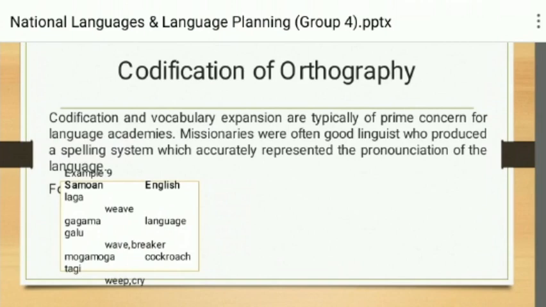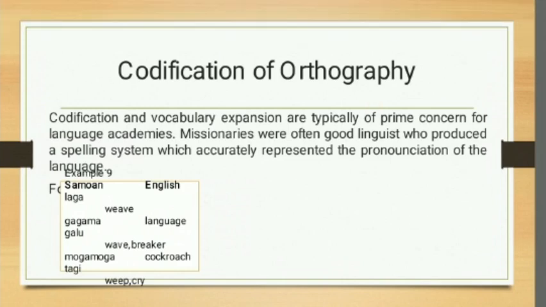Codification of orthography. Codification and vocabulary expansion are typically of prime concern for language academies. Missionaries were often good linguists who produced a spelling system which accurately represented the pronunciation of the language. From the example, inevitably there were problems.